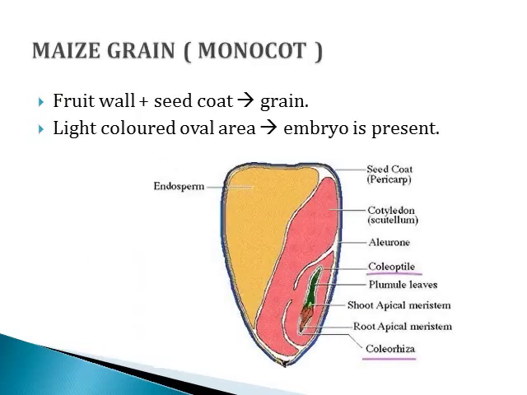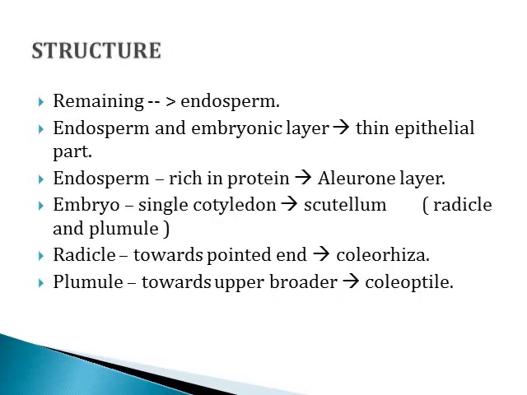Next is the example for monocot, the maize grain. In the introduction I said a grain is a fusion of fruit wall plus seed coat. So the fusion of fruit wall plus seed coat forms a grain. A light colored oval area is the embryo present in the maize grain. If you take a maize grain, you can see a light colored oval area. That is the place where the embryo is present.